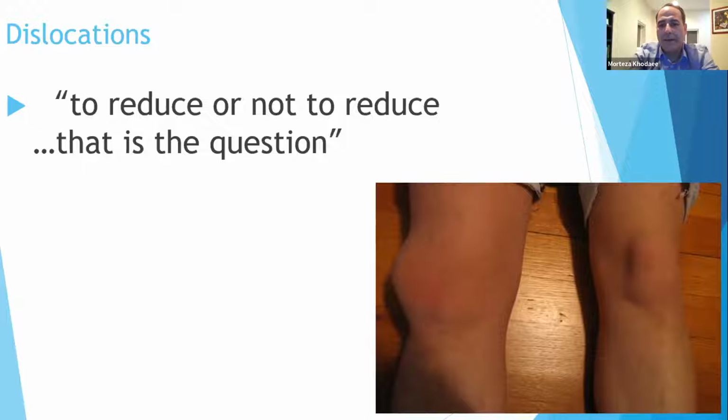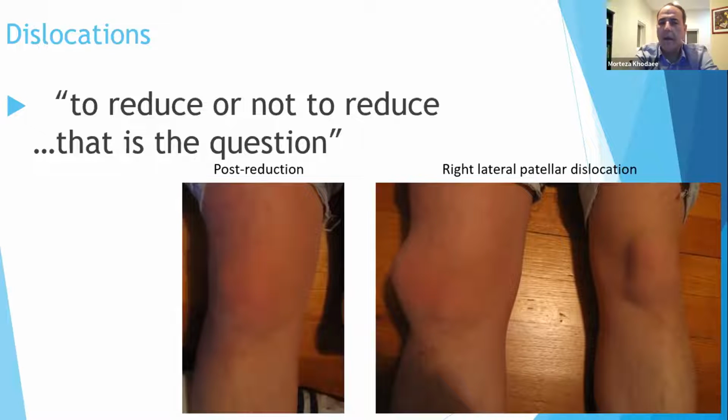We were at his home, so obviously I did not want to hold it and go to the ER just to get an X-ray. So I attempted to reduce it, and I reduced it right away. And you can see there's some hemarthrosis happening. So the bottom line is, if you're able to reduce it with a gentle maneuver, I think for any dislocation it's reasonable to do that.